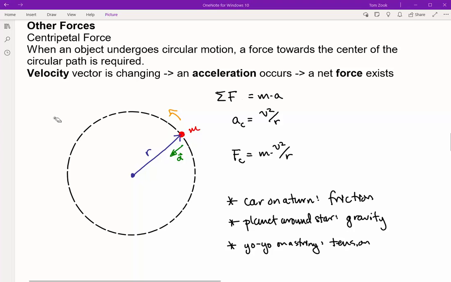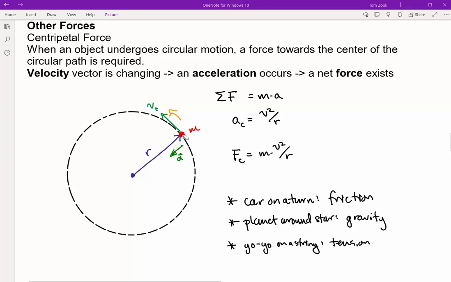Centripetal force is the net force acting on an object that causes it to go in a circle. So objects undergoing circular motion must have a force towards the center of the circle. If we have this object M right here, and at this exact moment it has a velocity along that green arrow, which would be its tangential velocity, then if it wants to go in a circle, it has to stop going along that direction, it has to turn to the left.